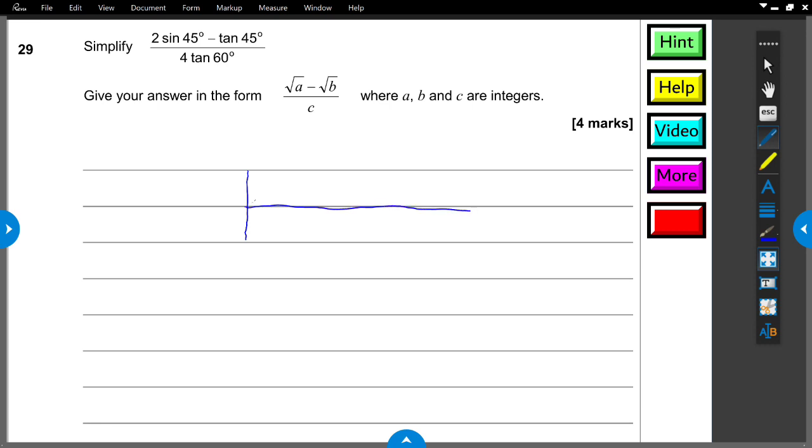So sine does something like this, and cosine does the other way, so it does that. We're not concerned about cosine, we're only concerned about sine here. So if we wanted to work out sine 45, that value there is not particularly nice to work out, but it's where both the cosine and the sine graphs meet. And that value is root 2 over 2.